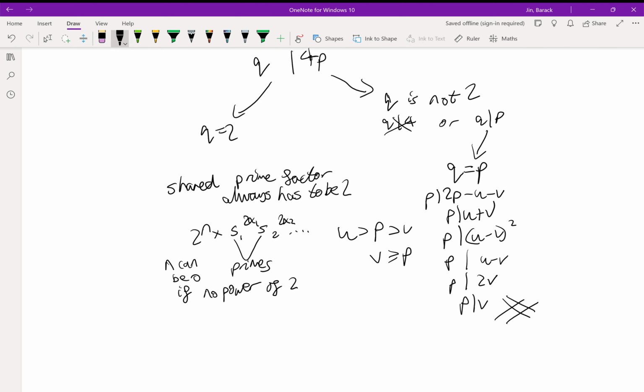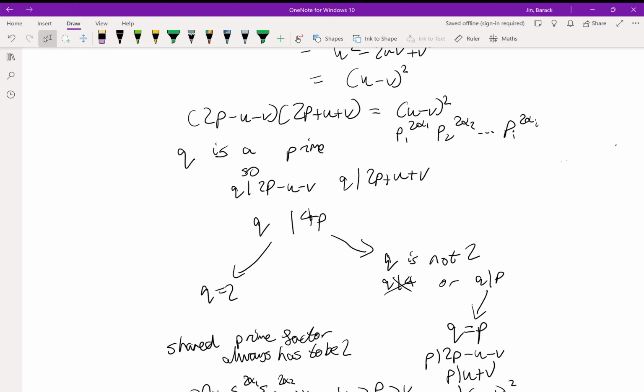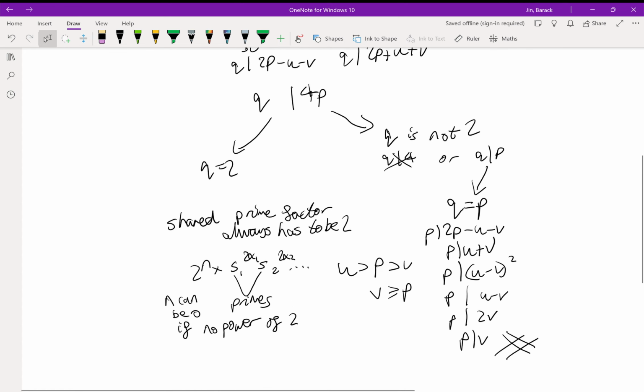But the point is that u minus v squared has loads of even factors, and the only way to make them odd is if they're shared. So all the other powers of prime factors are even. So the power of 2 has the only possibility for it to be odd, and if it's not odd, then it's a square number.